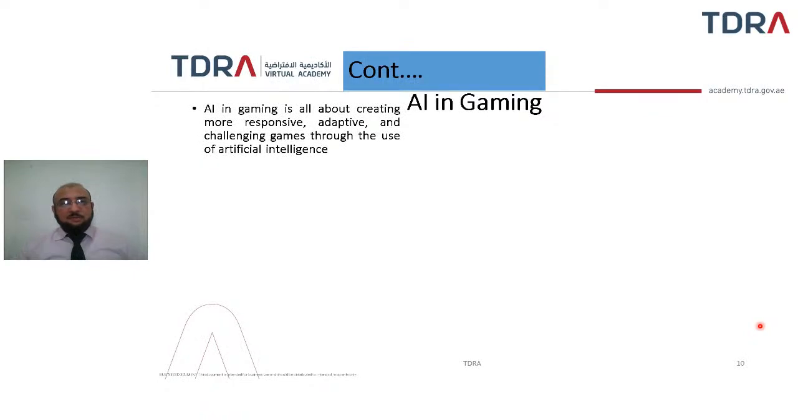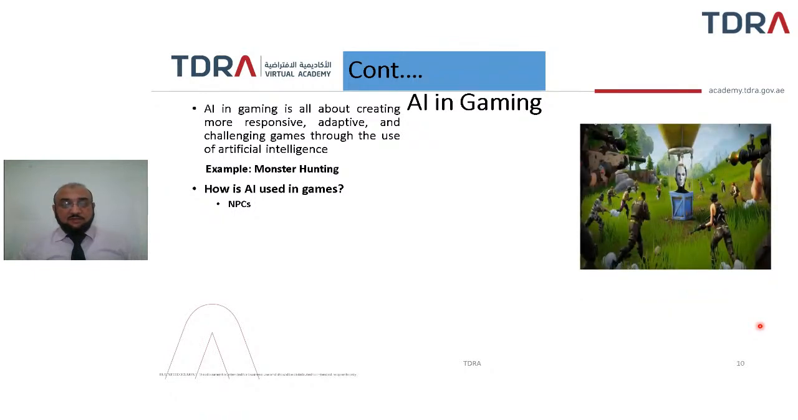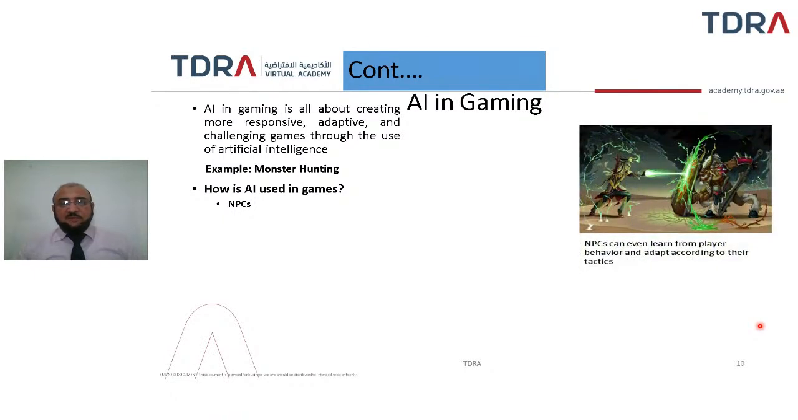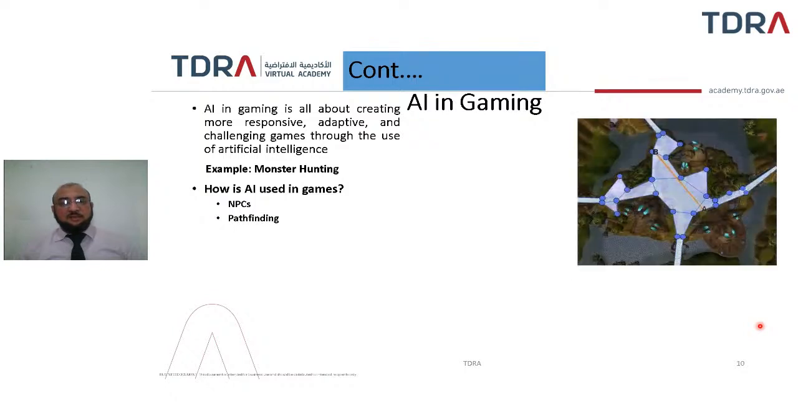Now, AI in gaming. AI in gaming is all about creating more responsive, adaptive, and challenging games through the use of artificial intelligence, like monster hunting. Then AI is used as NPCs, as already discussed with you. NPCs can even learn from player behavior and adapt their tactics accordingly. Then pathfinding uses artificial intelligence. In the game, players find the paths automatically.